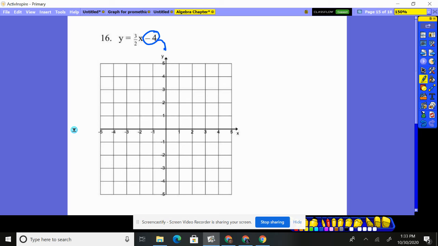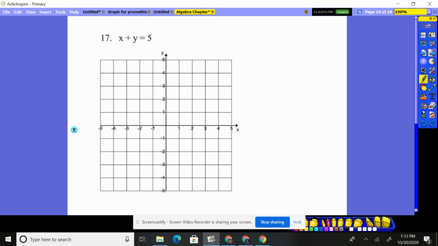Nice. It's in slope-intercept form, so it's crossing at -4. It has a slope of 3/2. That means it's going to rise 3, run 2. So I rise 1, 2, 3, 1, 2. I went to the right because it's a positive slope. 1, 2, 3, over 2. Connect my dots, put arrows to show that it continues forever, and I have a nice graph.